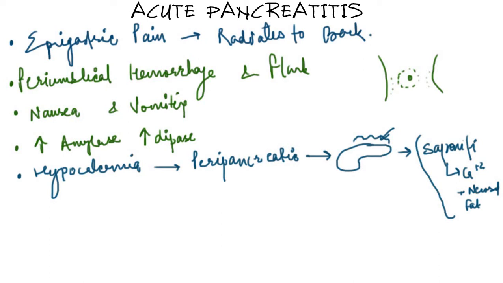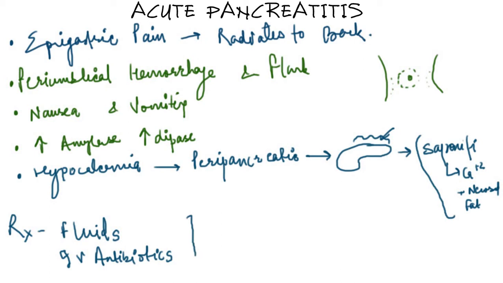If we look at the treatment, it is conservative treatment: we have to look at the fluids and the electrolytes. Then we will have to give intravenous antibiotics, so as to control further infections of the peritoneum and around it. So this is all about the treatment, and this is all about acute pancreatitis.